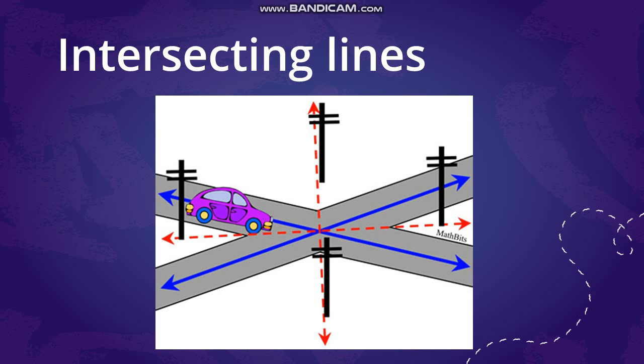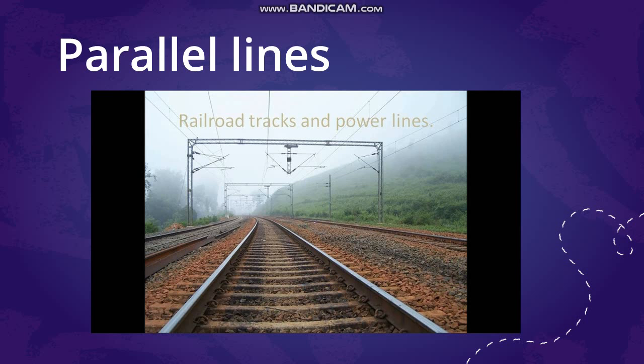So these are examples of intersecting lines. As you can see, the road is cutting. This road is cutting here and this road is cutting here. You can see intersecting lines being formed at the crossing of the roads. So these are real life examples where you see intersecting lines. Like that you can see intersecting lines in many places. So next time when you see something like this, you need to remember it's an intersecting line.